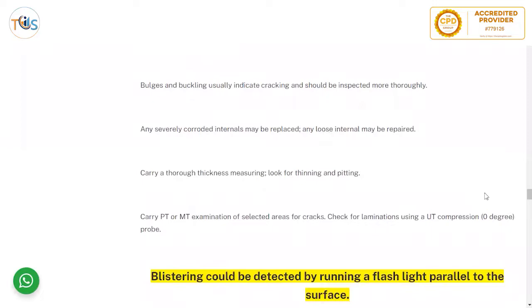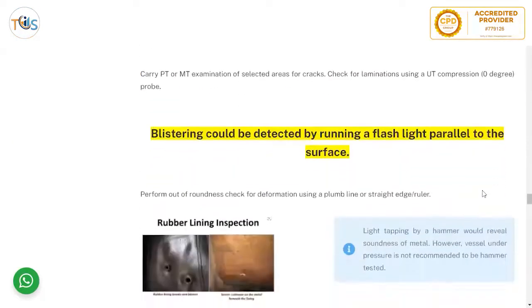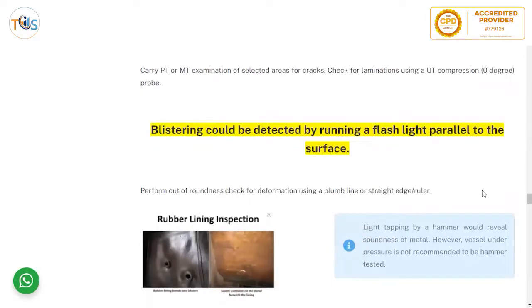Bulges and buckling usually indicate cracking and should be inspected more thoroughly. Any severely corroded internals may be replaced. Any loose internals may be repaired. Carry out thorough thickness measuring. Look for thinning and pitting. Carry out PT or MT examination of selected areas for cracks, and check for lamination using a UT compression 0-degree probe. So if they ask you what is the lamination check, you say it's a UT compression 0-degree or normal probe.